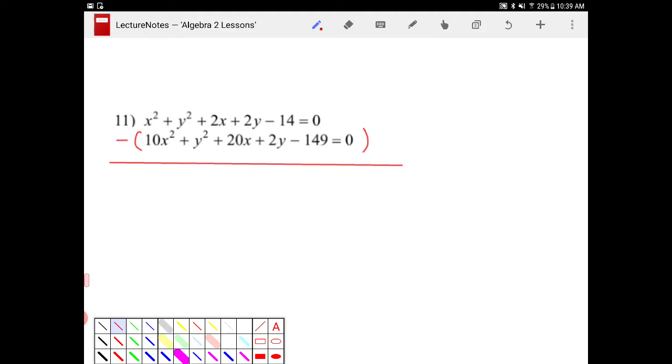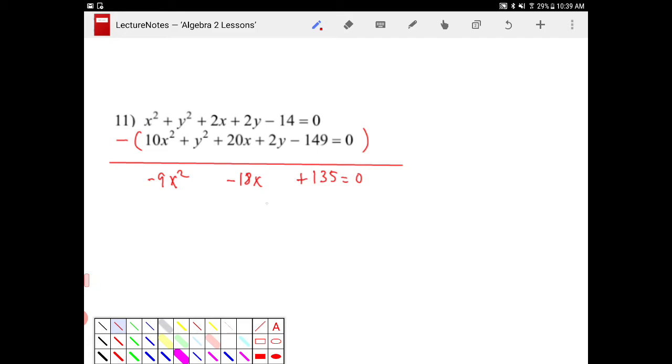so positive x squared minus 10x squared, that's negative 9x squared. Y squared minus y squared, that's 0. 2x minus 20x, so that's minus 18x. 2y minus 2y, 0. Negative 14 minus negative 149, so that becomes plus. Plus how much? 135, right?